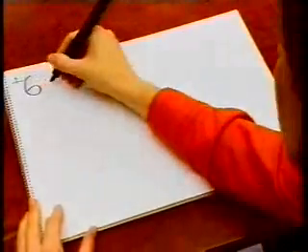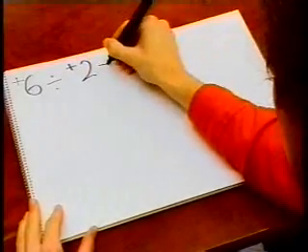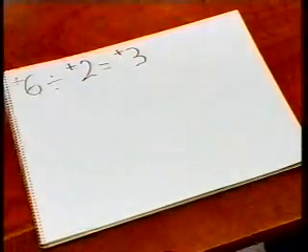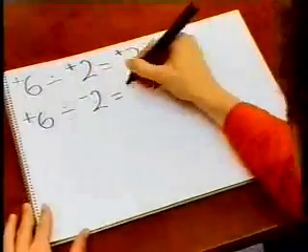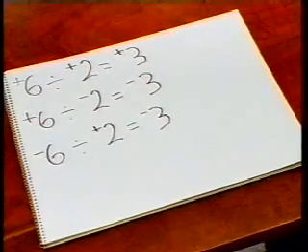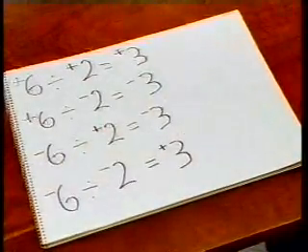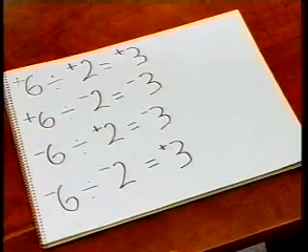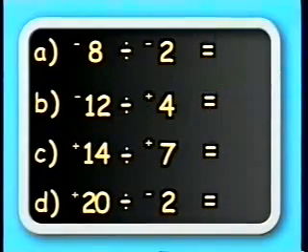Positive 6 divided by positive 2 is positive 3. And if just one of the integers is negative, the answer is negative. But if both of the integers are negative, the result is a positive integer. Hey, you try some. Here are the answers.